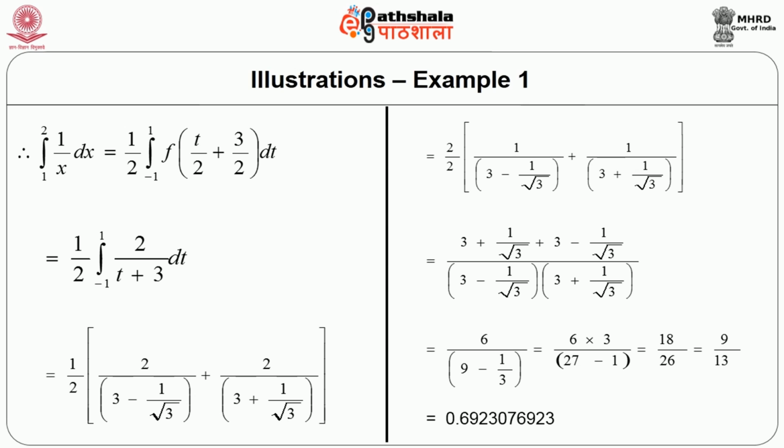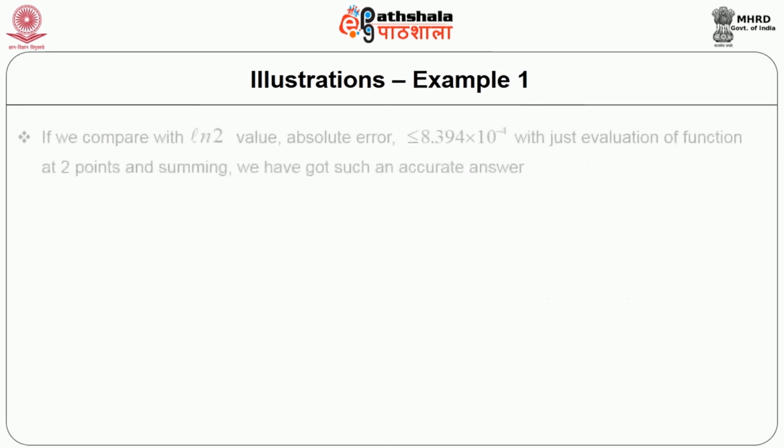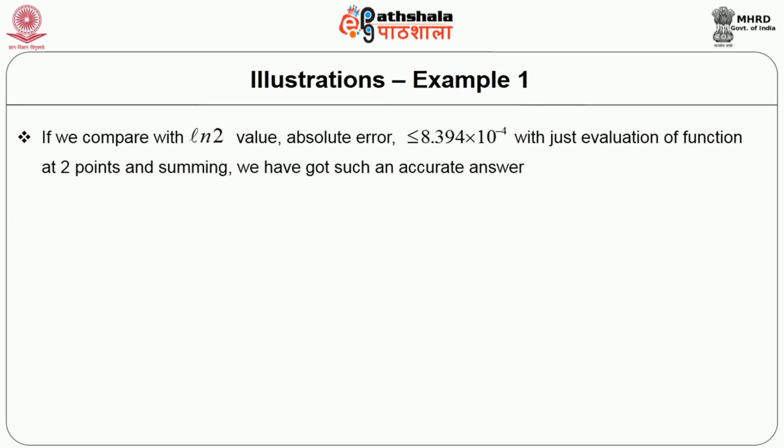So, the value is 0.69230766923. If we compare this with the actual ln 2 value, then the error is less than or equal to 8.394 into 10 raised to minus 4. Splendid. Just taking the value of the function at 2 points and summing it, we have got an answer which is correct to so many decimal places. So, it gives a very high precision with very little computation involved, simply finding the function at 2 points.